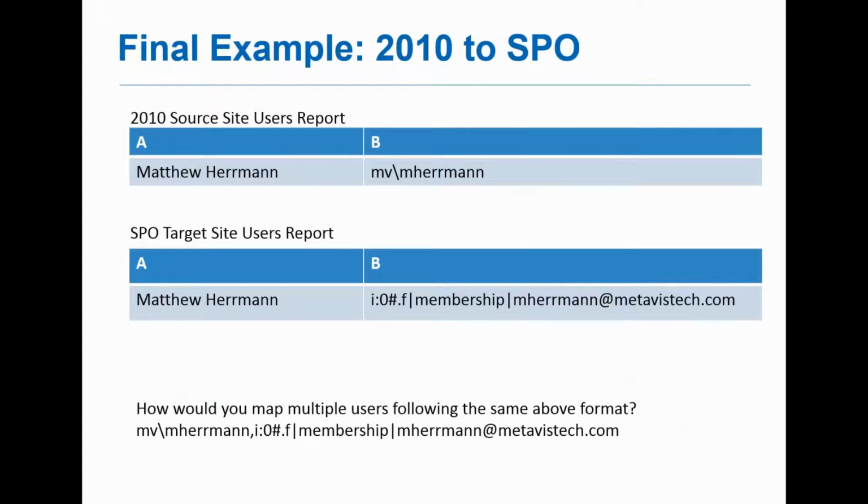Okay, so our final example here is, say, going from 2010 into SPO. We already saw the 2013 into SPO earlier. How would we accomplish that? I'm sorry, at the bottom of the slide here, I didn't put an asterisk. So you would replace M Herman in there with an asterisk, and that would map multiple users, or specific users would be the example that you see there below.